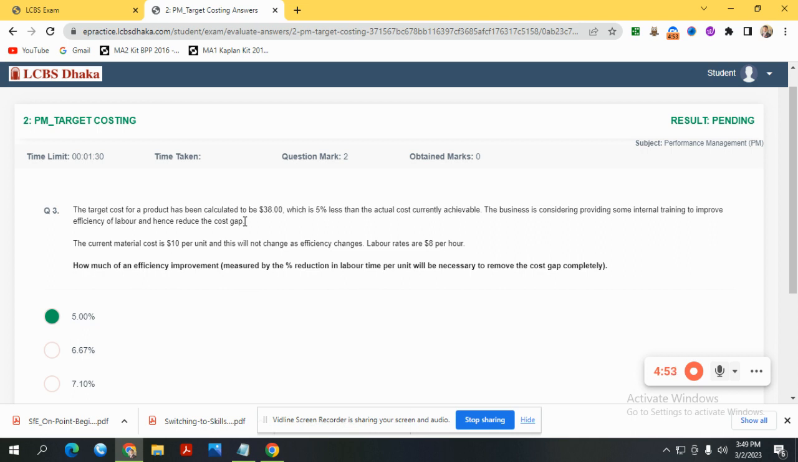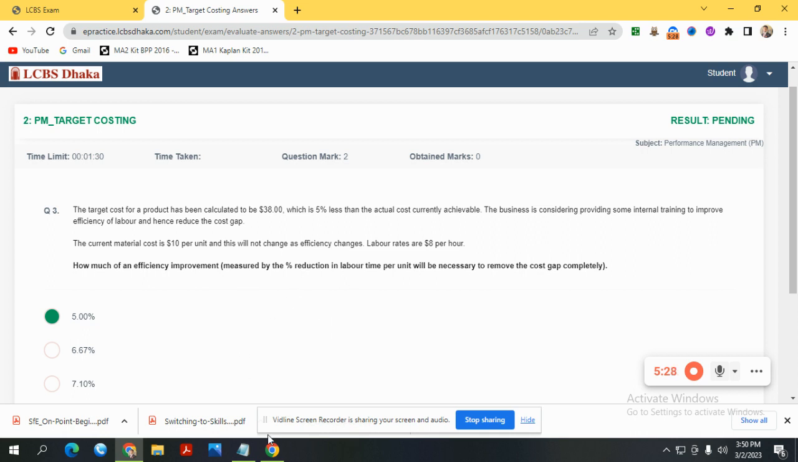So we can't do anything about material cost. Presently the labor cost is $8 per hour. So the question is a bit tricky, so I want everybody's focus here. So how much of an efficiency improvement? How do we measure efficiency improvement? Percentage of reduction in labor time per unit to remove the cost gap completely. So how much labor time improvement do we need so that the cost gap closes?